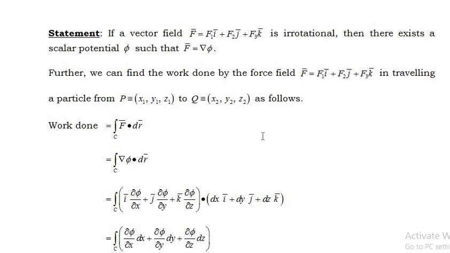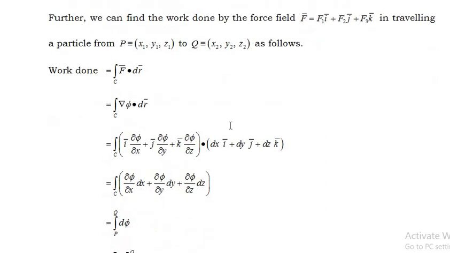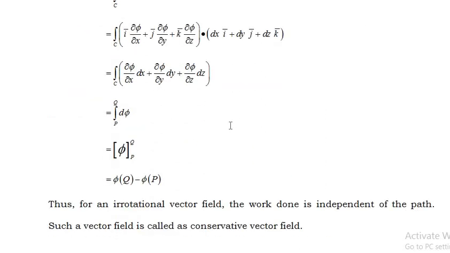So we have to understand that the force field F bar must be irrotational, and for that there is no necessity of any path. If we know the beginning point and the ending point, we can directly find it. So with this we come to the conclusion of this session.